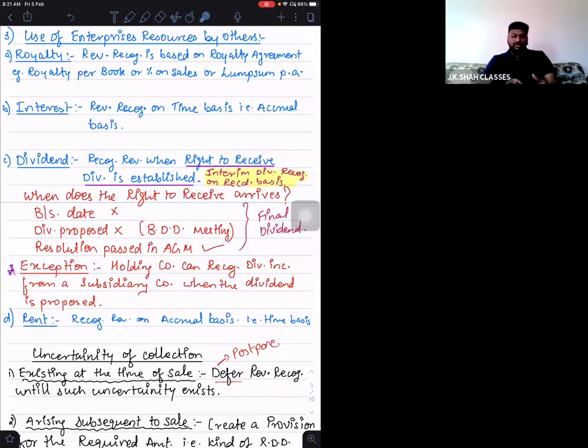So this is how you record royalty. On what basis? Accrual basis. It is purely accrual basis. Revenue is recognized based on the royalty agreement, by following what? Accrual basis.